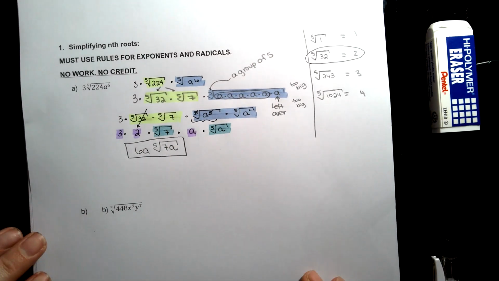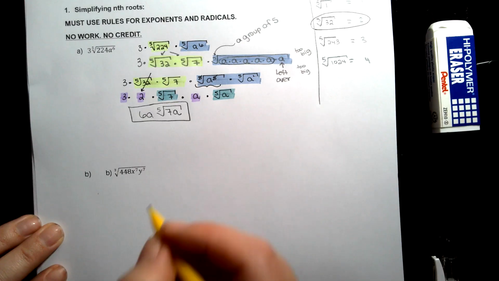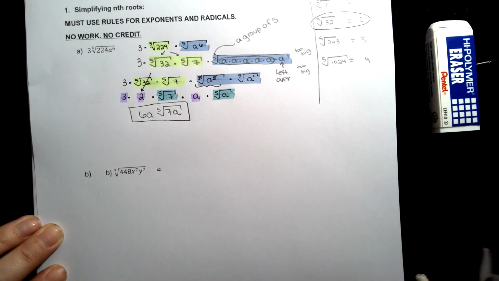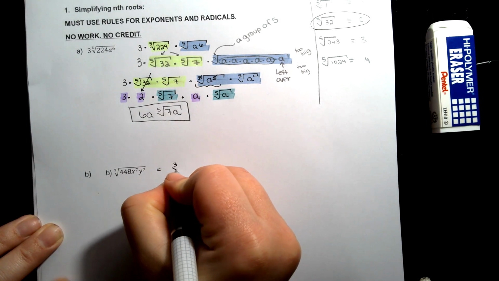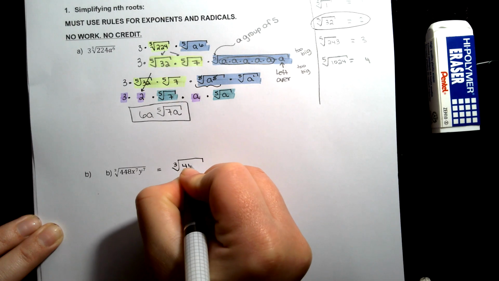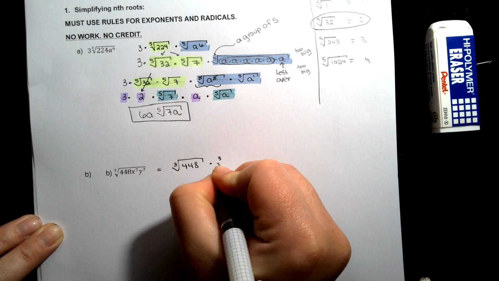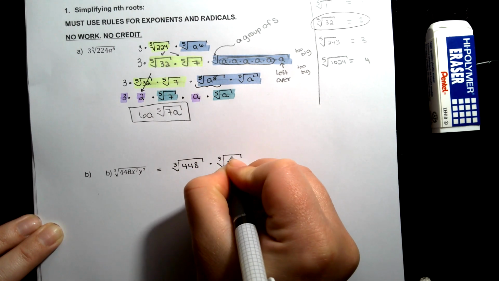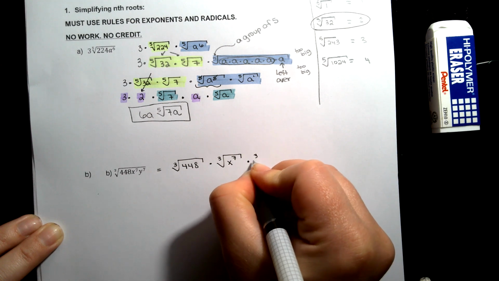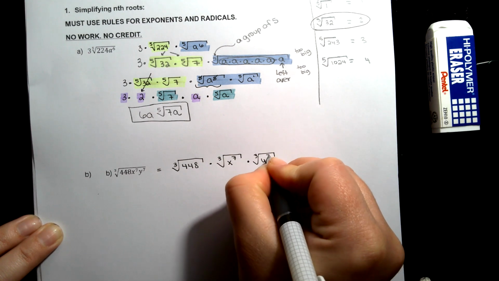All right, let's try again. For b, same thing. We're going to separate things out. This time we have a cube root. So cube root of 448 times the cube root of x to the 7th power times the cube root of y to the 7th power.